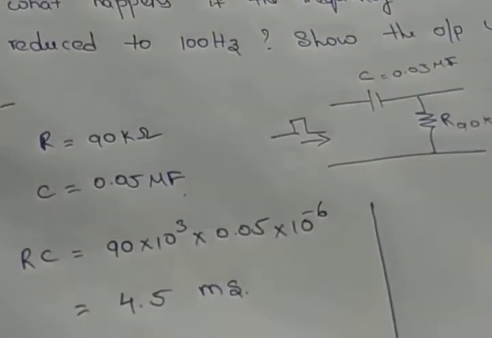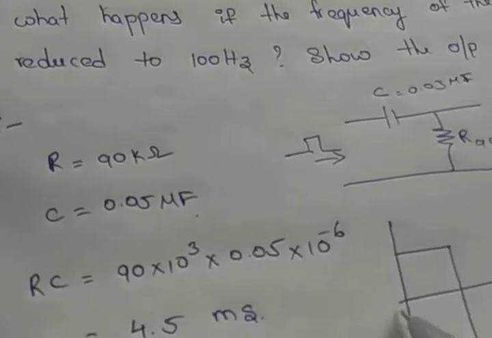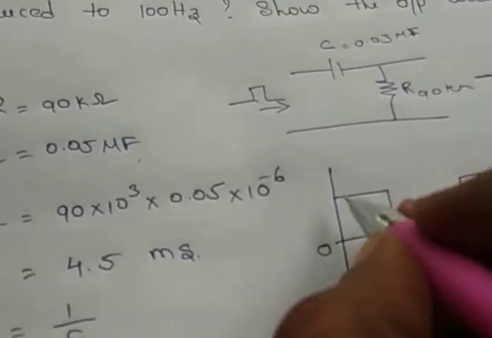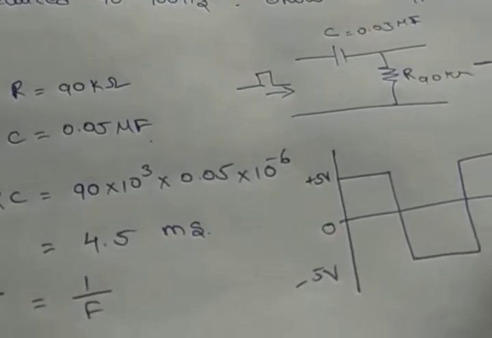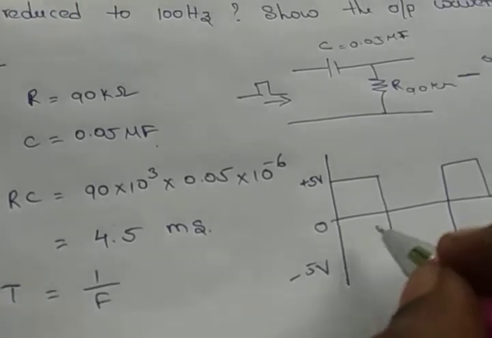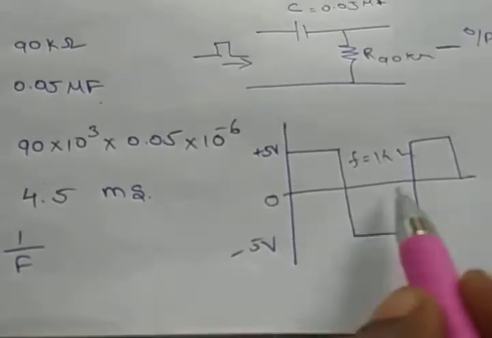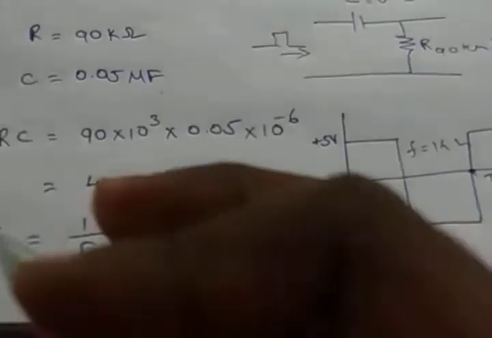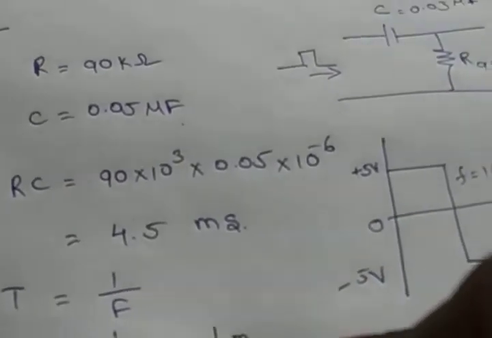We have a symmetrical square wave. By that the average value is 0, the maximum value of voltage is plus 5 volts and this is minus 5 volts, the minimum value of voltage, and we have a frequency of 1 kilohertz. By that we can calculate the time period for this signal. T equal to 1 by f, so that is 1 by 1 kilohertz, that is 1 millisecond.